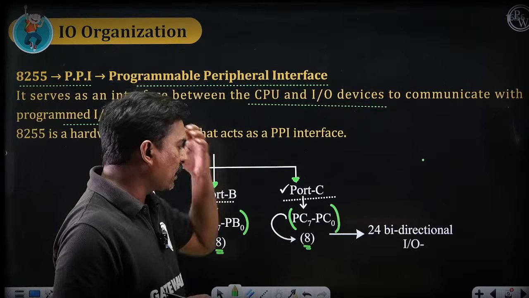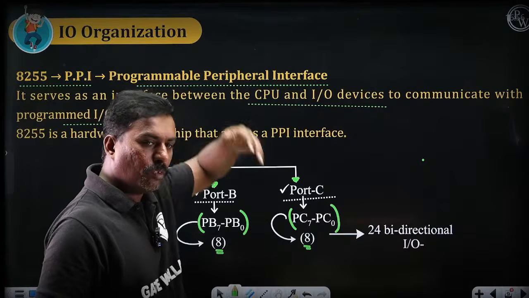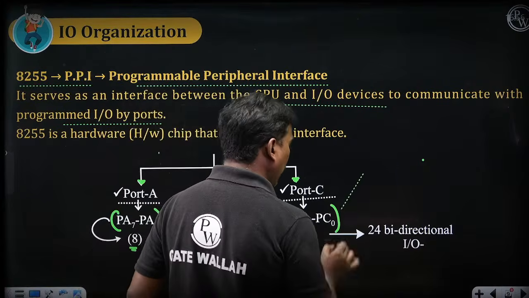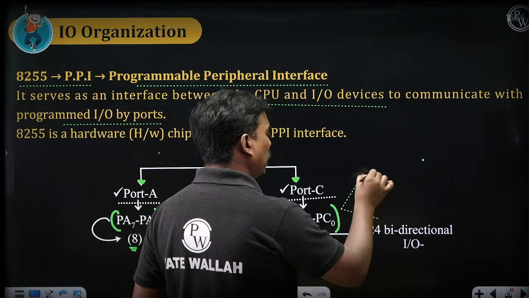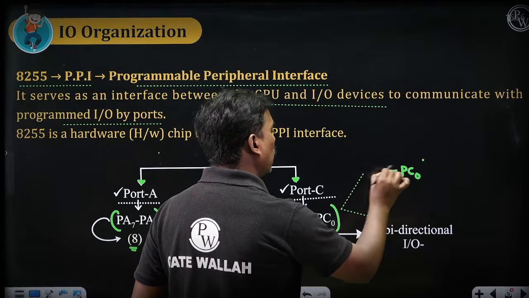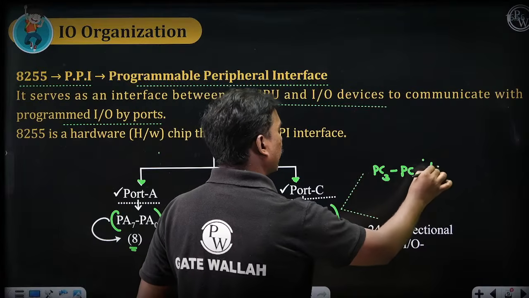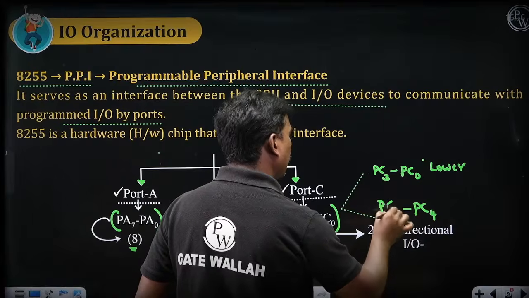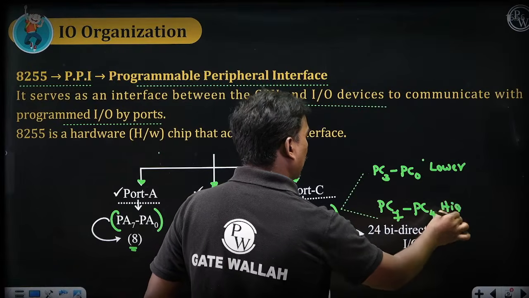And these pins can be categorized into port A, port B, port C, and port C is generally divided into lower and higher. So this is PC0 to PC3, the lower, and PC4 to PC7 is the higher. Please note down.